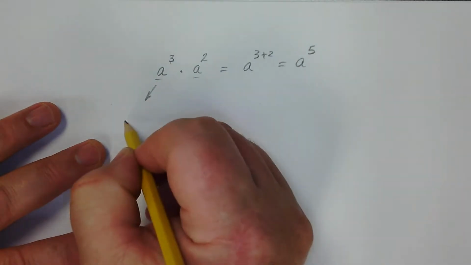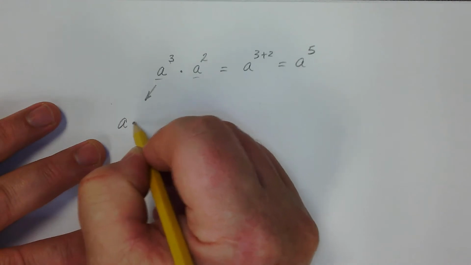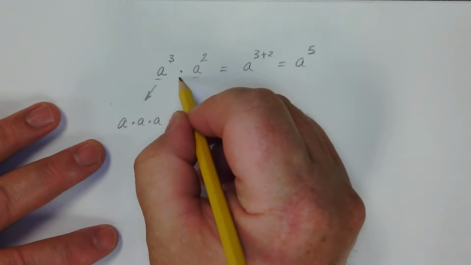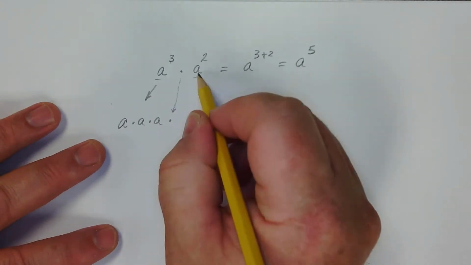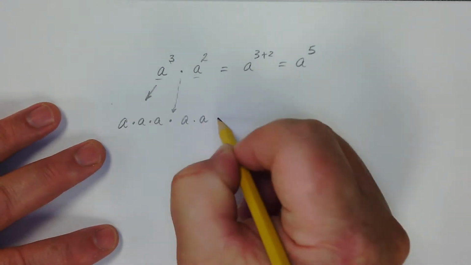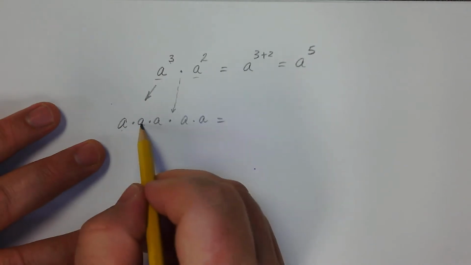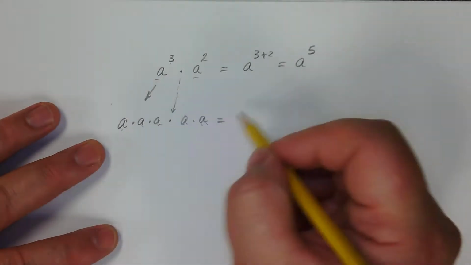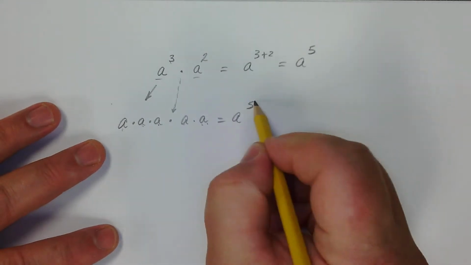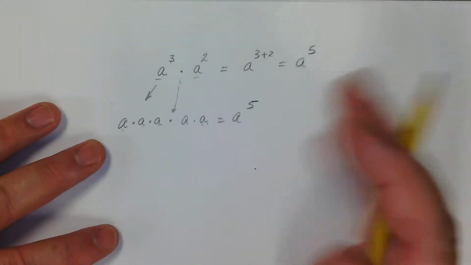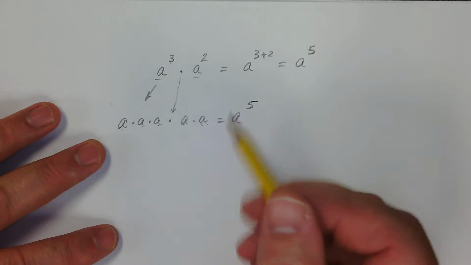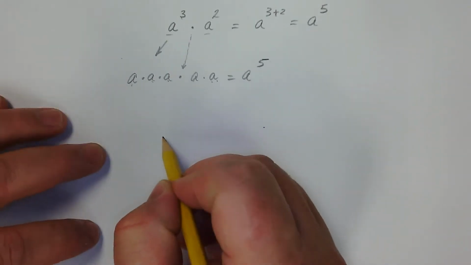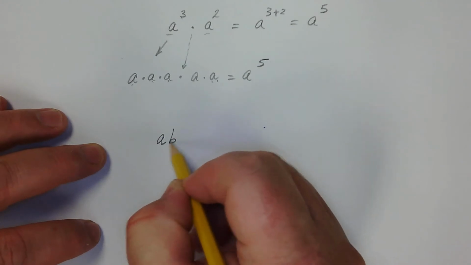Look, a to the third is a times a times a. And then that is being multiplied, right, by 2 more, a times a. Repeated multiplication, that's what we use exponents to indicate. These are 5 a's being multiplied. That's why we add. Do you see? Now, there's something that's a little different, though. What if it was something like this? This is where people get into big trouble.